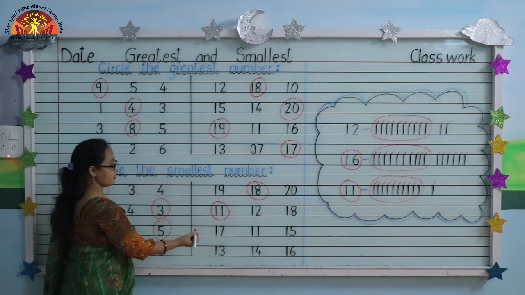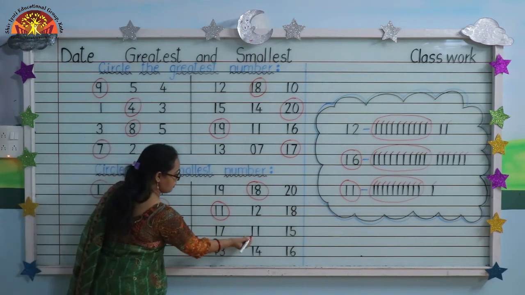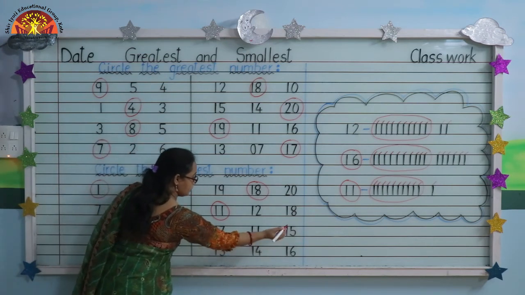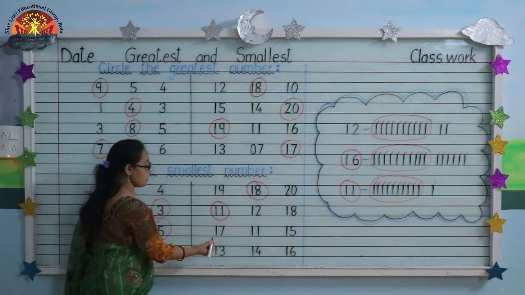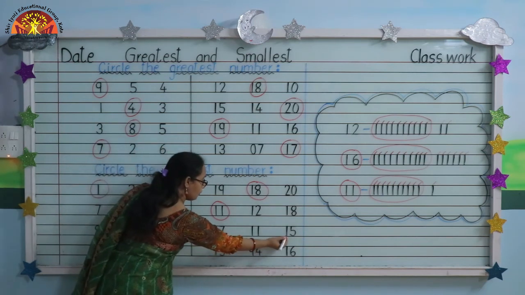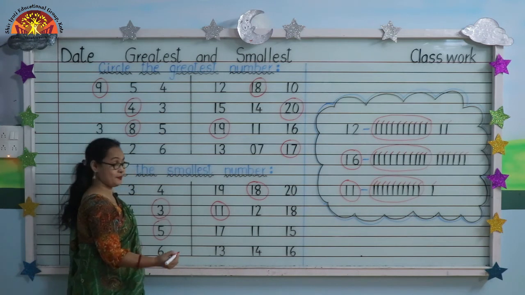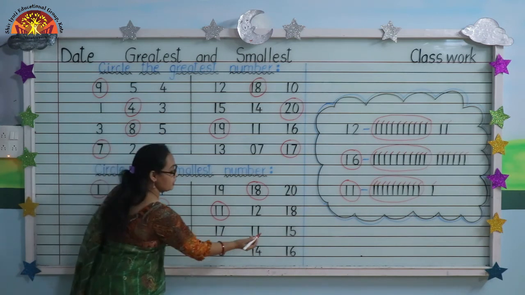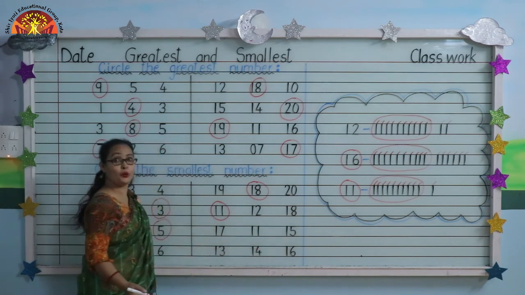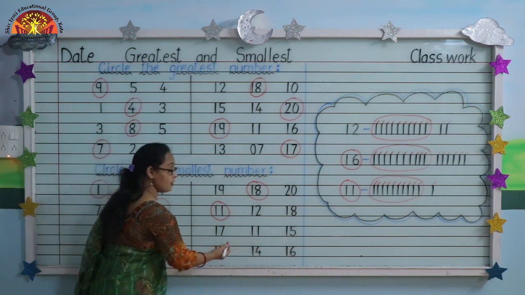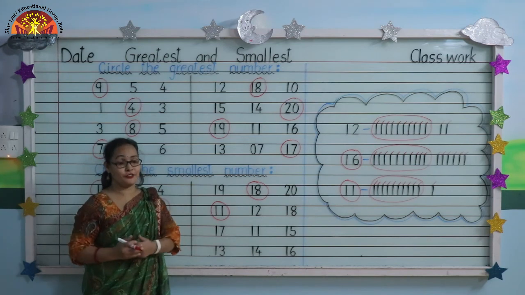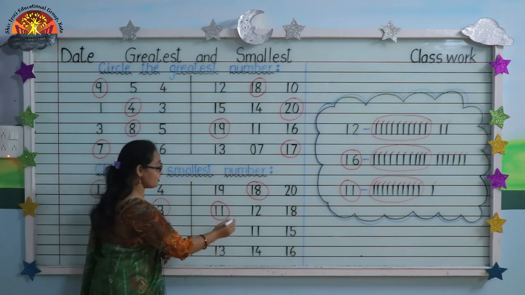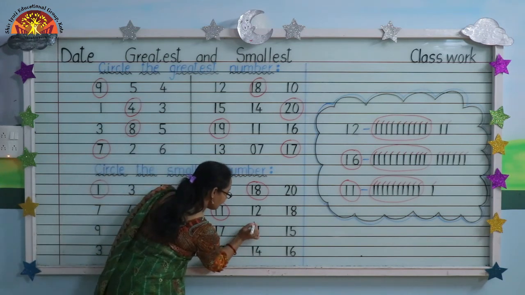Next, given numbers are 17, 11, 15. Kids, which is the smallest number over here? Is it 17? No. Is it 15? No. Is it 11? Yes. Very good, kids. Circle the smallest number like this.